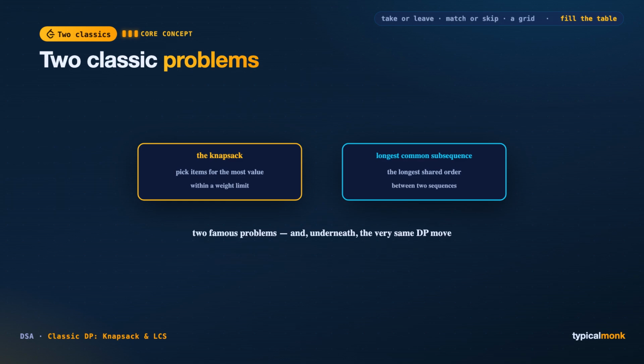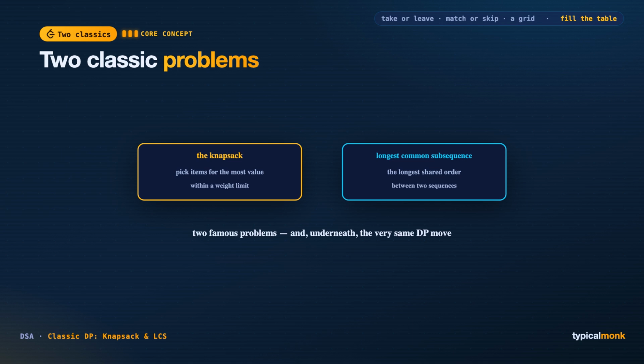And yet here is the promise of today. These two very different looking problems are solved by the same underlying dynamic programming method. Both have the two properties DP needs. They break into overlapping subproblems, and their best answer is built from the best answers of smaller versions. And both, as we will see, are naturally expressed as filling in a two-dimensional table.